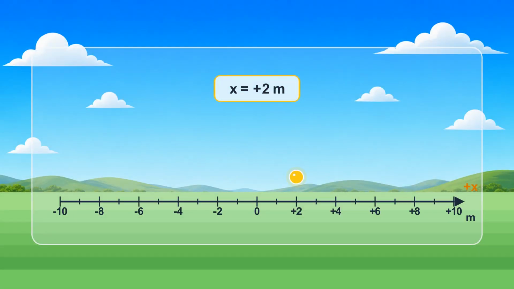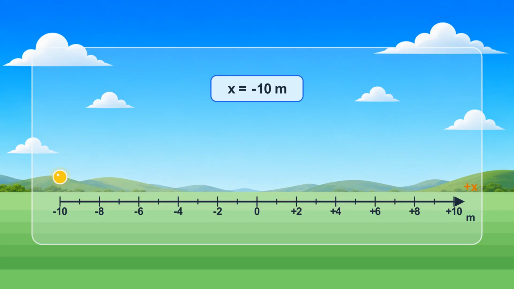Positions to the right of the origin have a positive coordinate. For example, x equals plus 2 meters, plus 5 meters, or plus 10 meters. Positions to the left of the origin have a negative coordinate. For example, x equals minus 2 meters, minus 5 meters, or minus 10 meters.